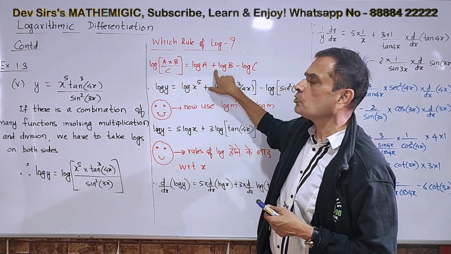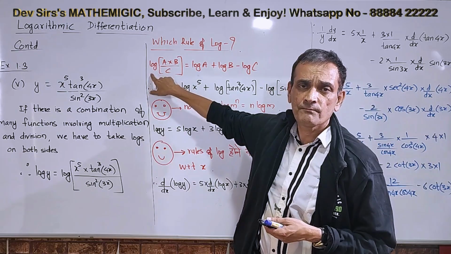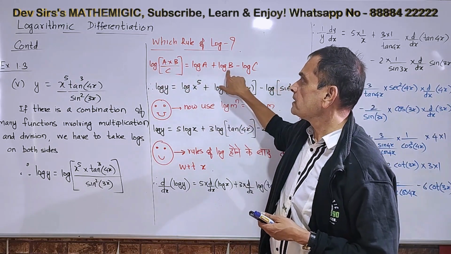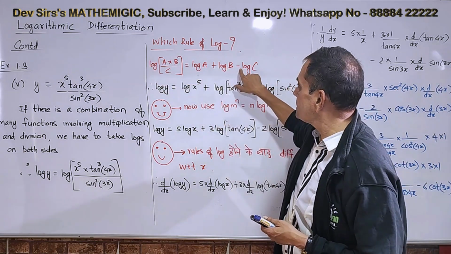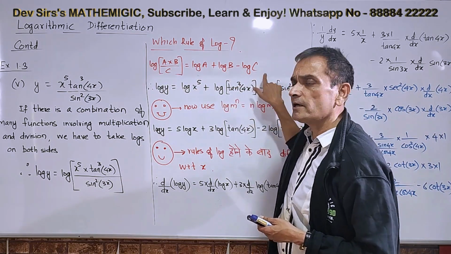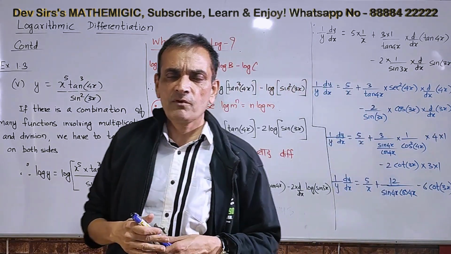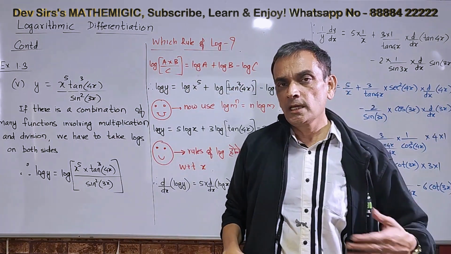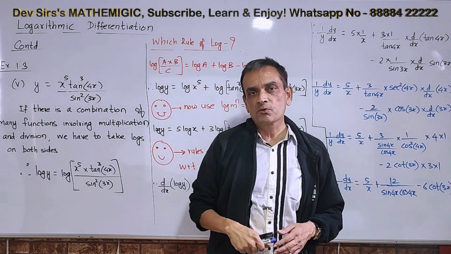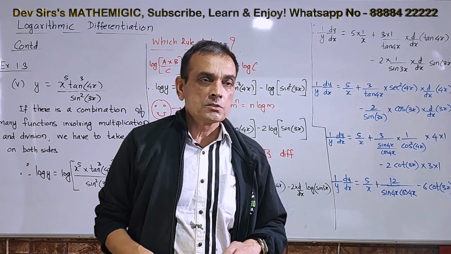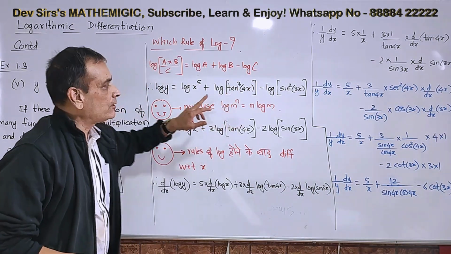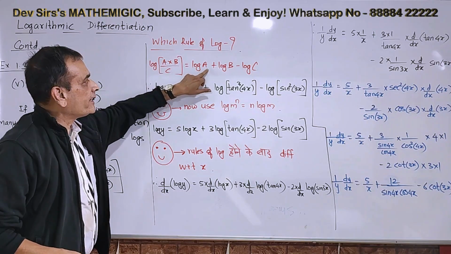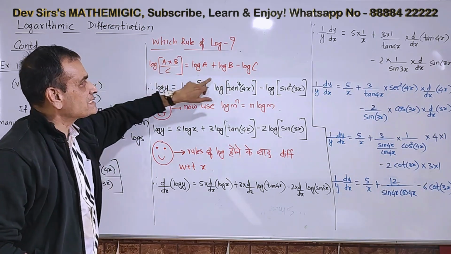Multiplication gets converted into addition. Log a plus log b upon log c. Division gets converted into subtraction. We have seen many times. I'm going to take one more small lecture for rules of logs next time, so that things would be clear. So I'm using this rule now. Log a plus log b minus log c.